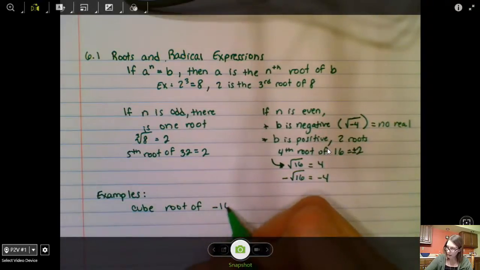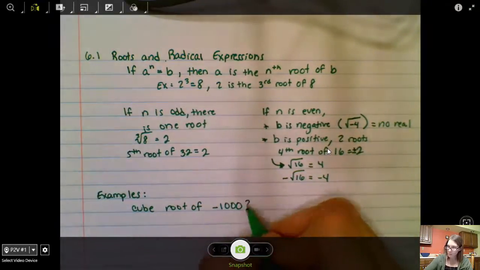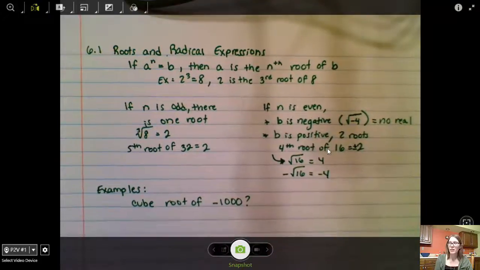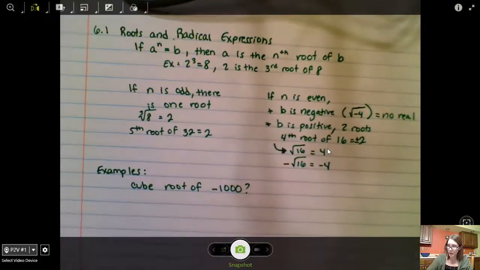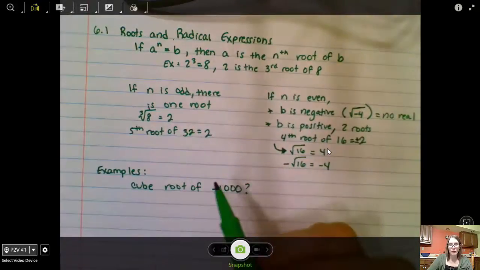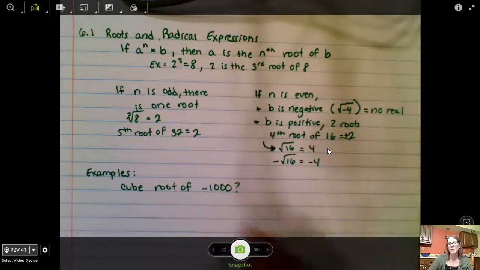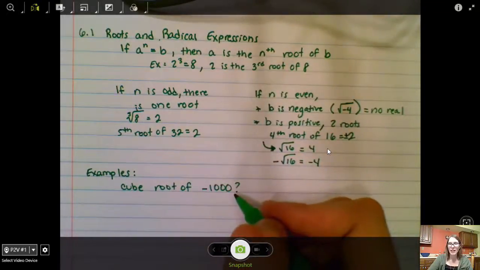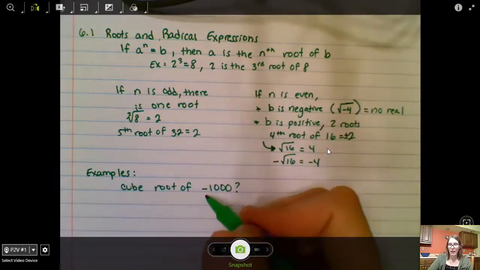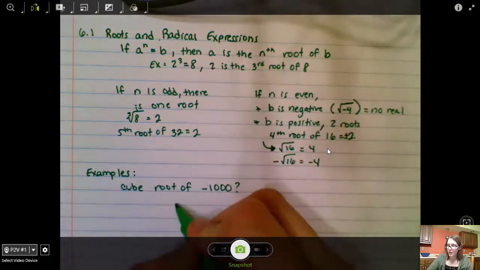The cube root of negative 1000. Cube root, that's an odd power. It's the third root, that's only going to have one option. And then what number to the third power is negative 1000? It's going to have to be negative since we have a negative number here. A negative times a negative times a negative will give us this, negative 10.